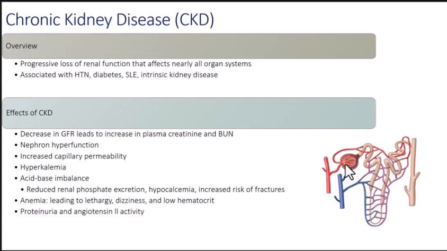But over time, what this can do is lead to hypertension, glomerular hypertension. It can start to damage the capillaries, leading to an increased capillary permeability, permitting certain substances, such as proteins and red blood cells, to become part of the urine.